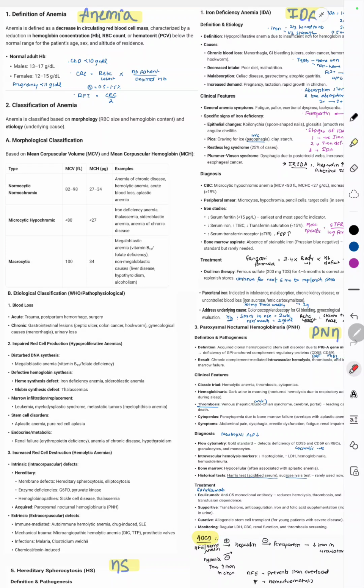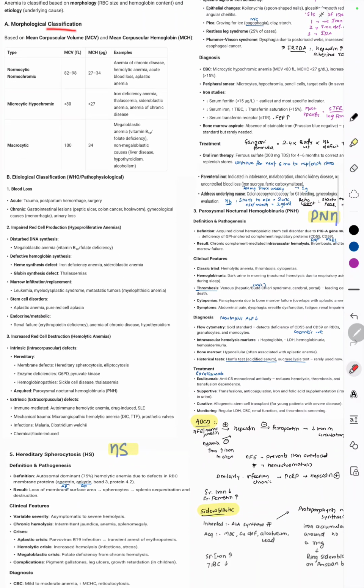Now, corrected retic count. Corrected retic count is the retic count multiplied by the patient's hemoglobin divided by the desired hemoglobin. Normal corrected retic count should be in the range of 0.5 to 1.5%. Reticulocyte proliferation index is CRC divided by 2. If it is less than 2.5, then that means it's a hypoproliferative anemia. If it is more than 2.5, then that is hyperproliferative anemia.